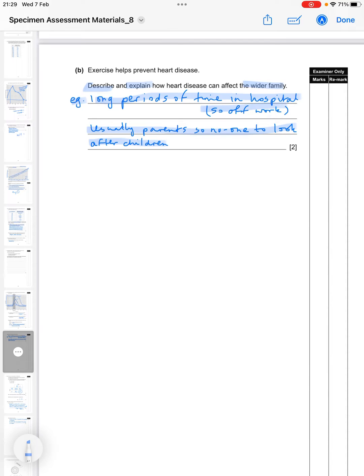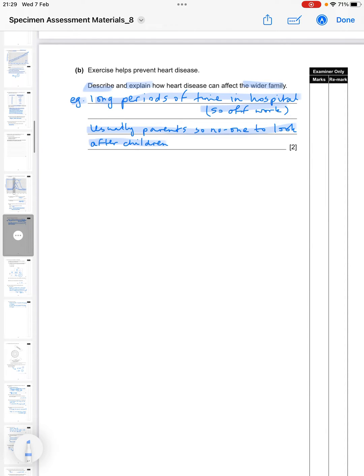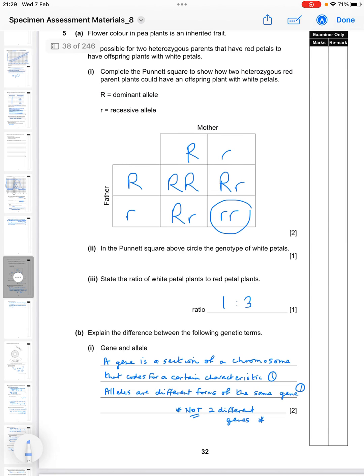So nobody looking after the kids. Now that's just an example. There are lots and lots of correct answers you could give there. And in that situation, they're going to mark anything reasonable correct.